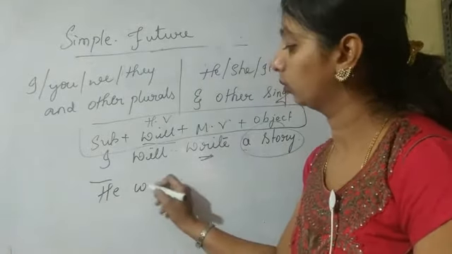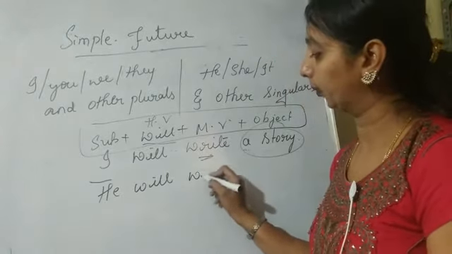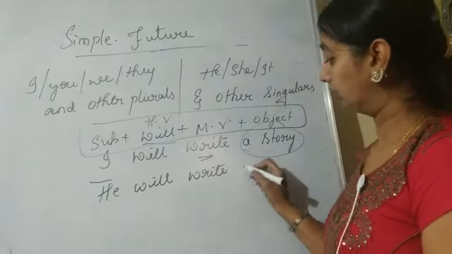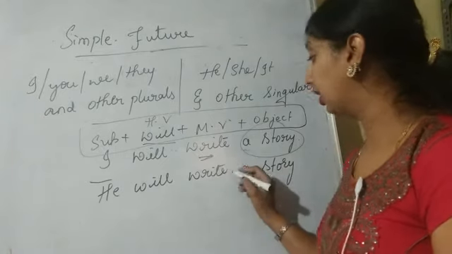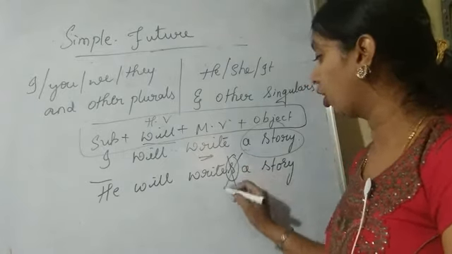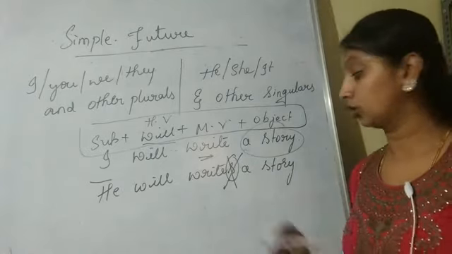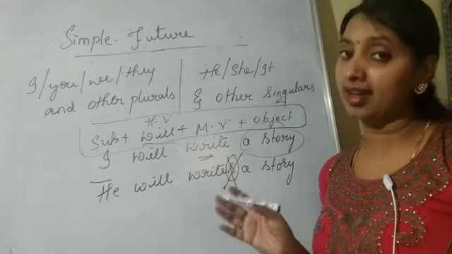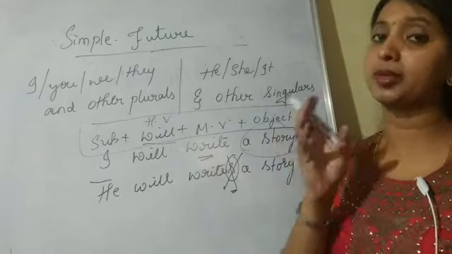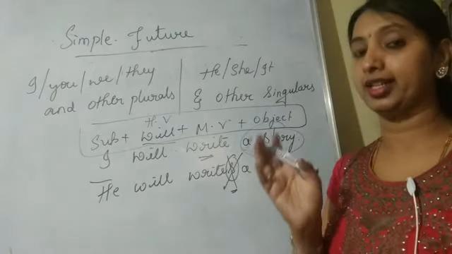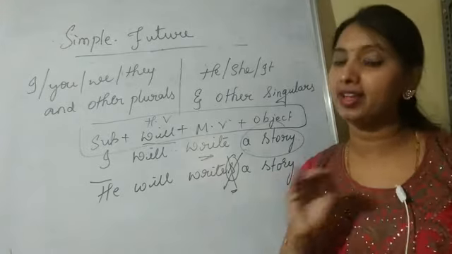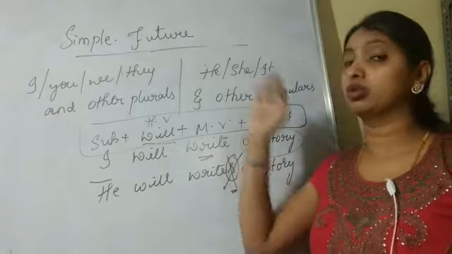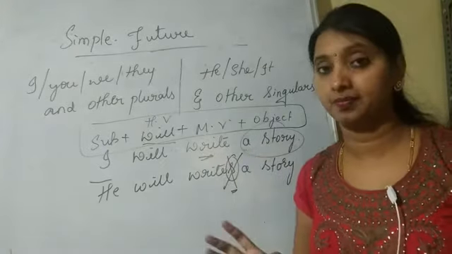He will write a story. I cannot write he will writes a story. Wrong. So this es is added only in the simple present tense. Don't forget, don't get confused. In the simple past tense also we don't add any es. In the simple future also we don't add any es.